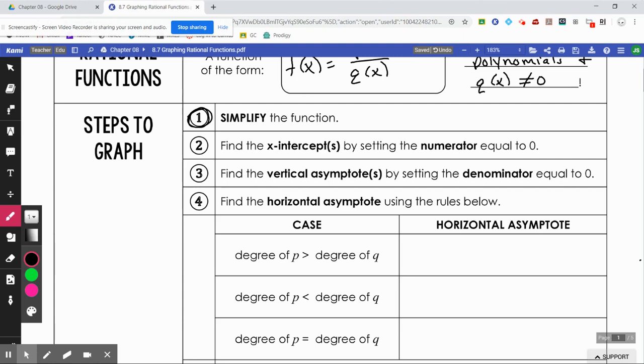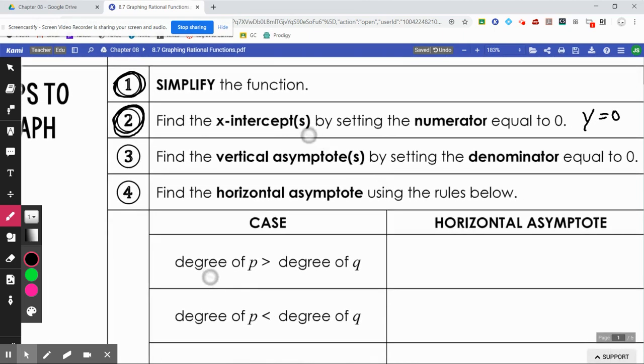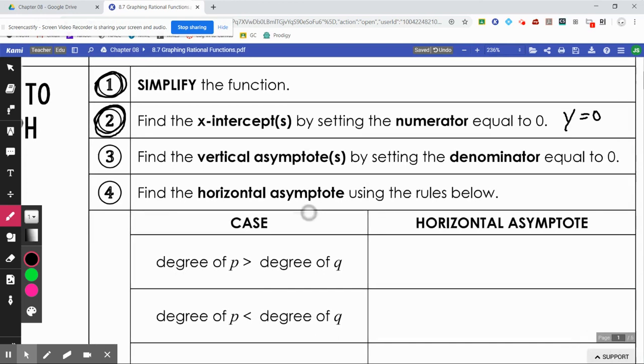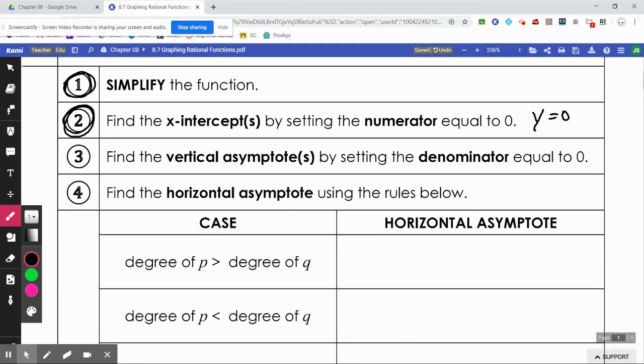We're going to find the x-intercepts, and if you don't remember how to find the x-intercept of a function, you always set y equal to 0. And then you're going to find the y-intercepts later, and you'll find those by setting x equal to 0. We're going to find any vertical asymptotes by setting the denominator equal to 0. We're going to find the horizontal asymptotes using these rules.